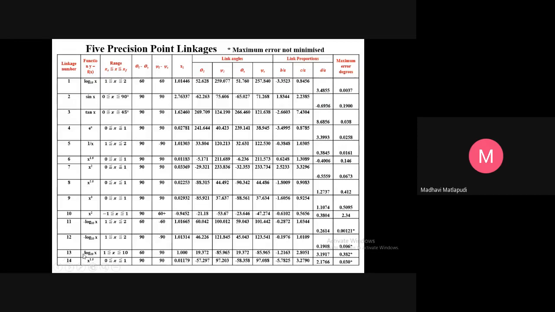There is x log x, then x to the power of 1.5 is also another set. You have seen this x to the power of 1.5 here. What varies between these two is majorly the linkage proportions. Linkage proportions and the minimized maximum error are another important aspect for these output linkages.